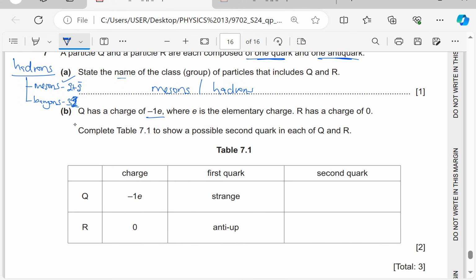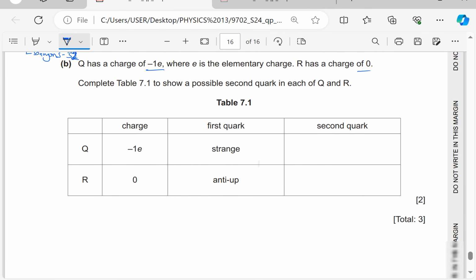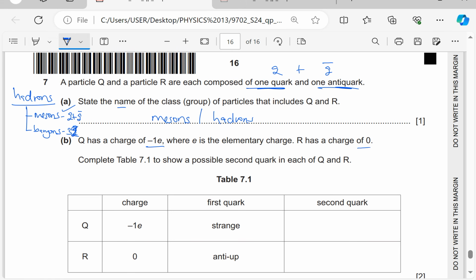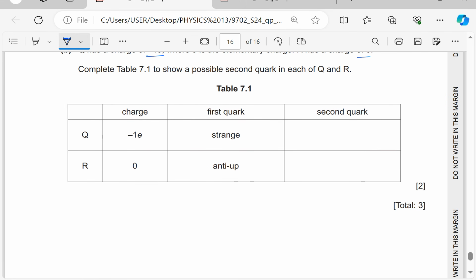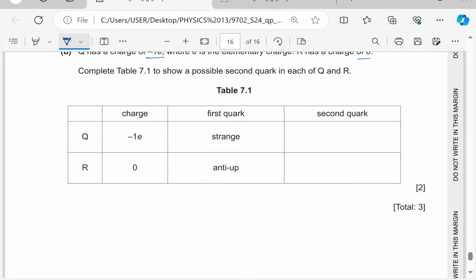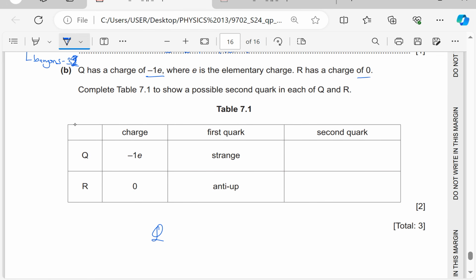Q has a charge of minus 1e, where e is the elementary charge. R has a charge of 0. Complete the table to show a possible second quark in each of Q and R. So they said each of them has one quark and one antiquark. Let's start with Q. Q has its total charge as minus 1e. Remember, the charge of a strange quark is negative 1 over 3e.